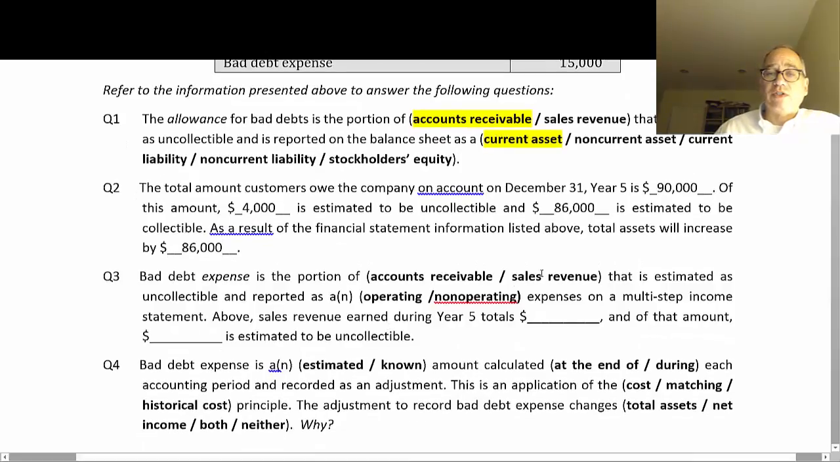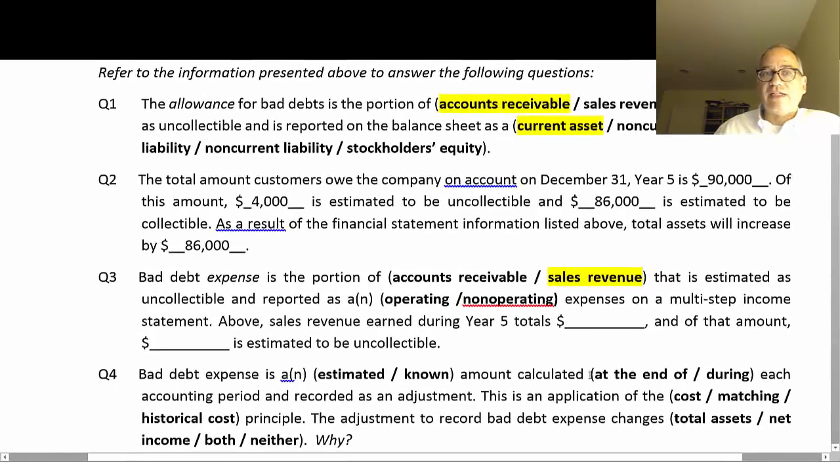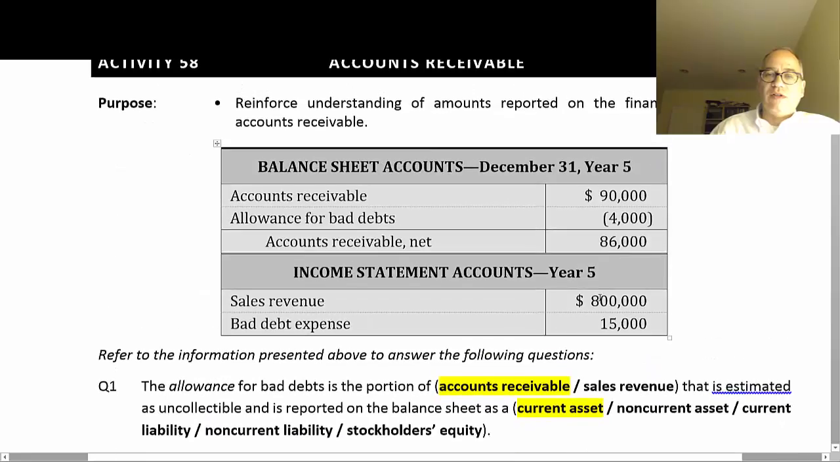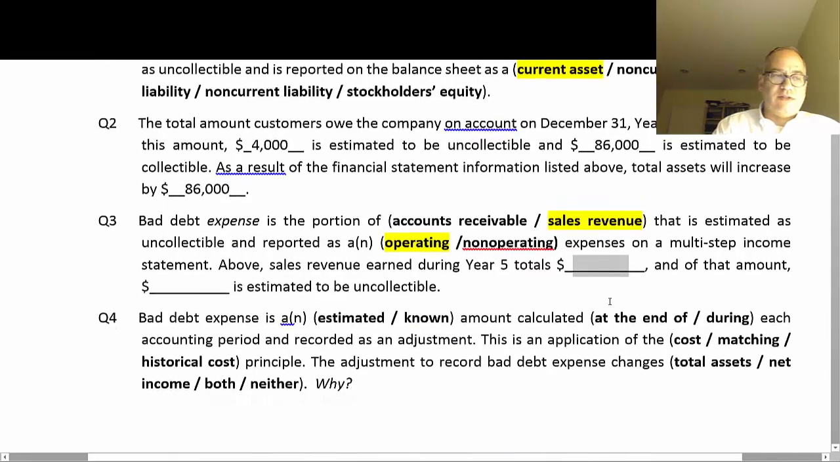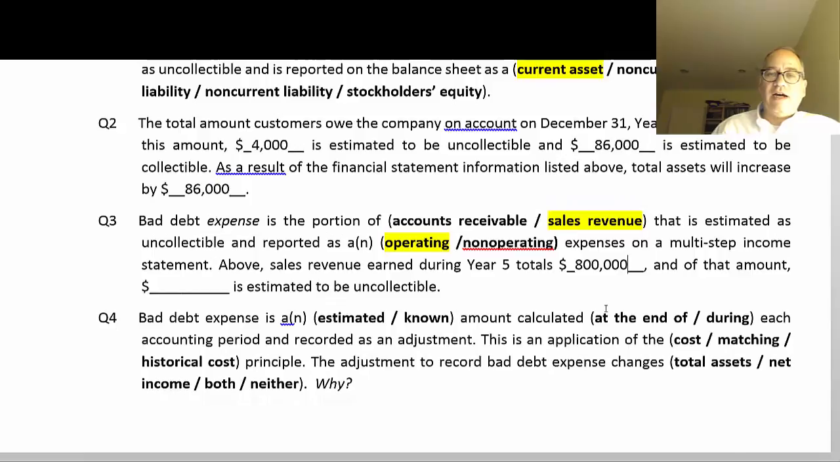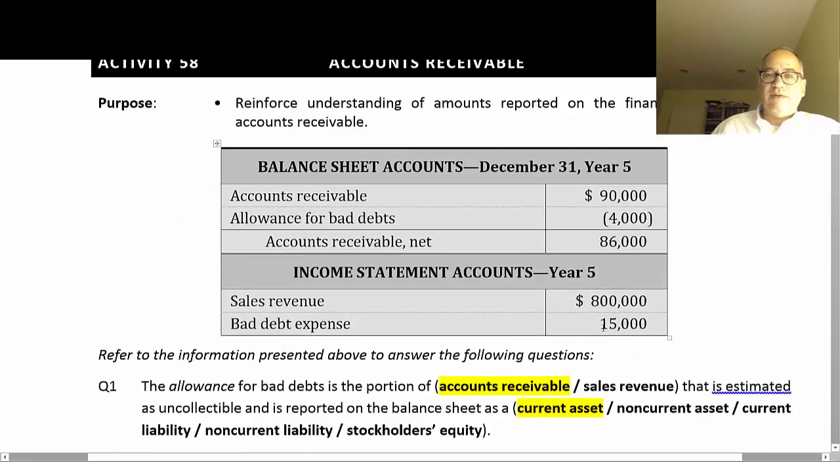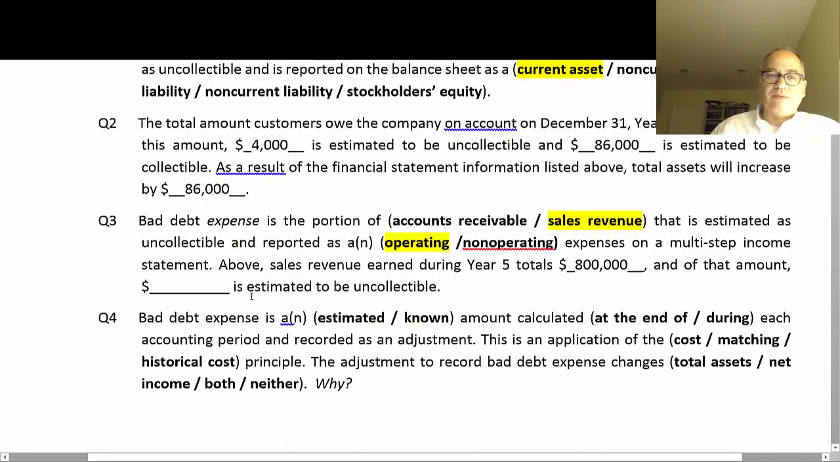Bad debt expense is a portion of sales revenue. The allowance is a portion of accounts receivable. Bad debt expense is a portion of sales revenue, estimated as uncollectible, and it's reported as an operating expense on the multi-step income statement. It's operating because it's part of your business. Above, sales revenue earned during year 5 totals, there you can see it, $800,000. And of that amount, $15,000 is uncollectible.